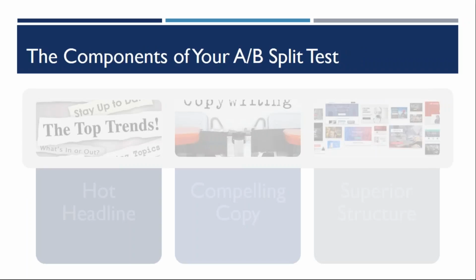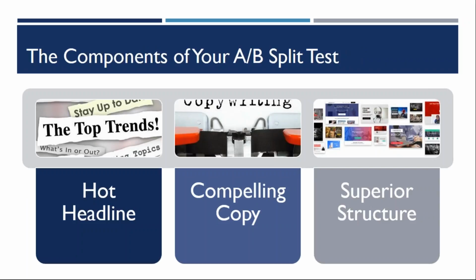So the components of your A/B split test. You can test your hot headlines, your copy, and the structure layout of the page. You can test the colors of your buttons. You can test, like I said, the headlines. You can test if you have bullet points on your lead page, with bullet points, without the bullet points. Just little things like that. You can test and see if something performs better or not.